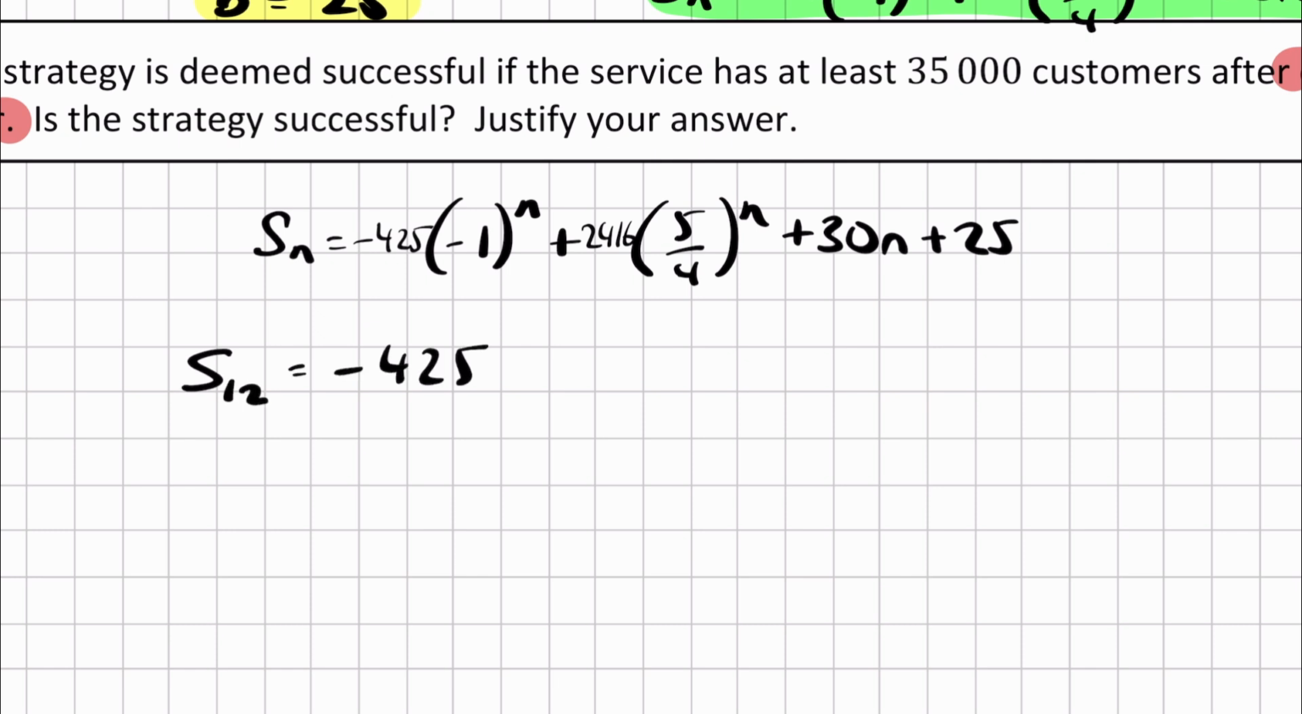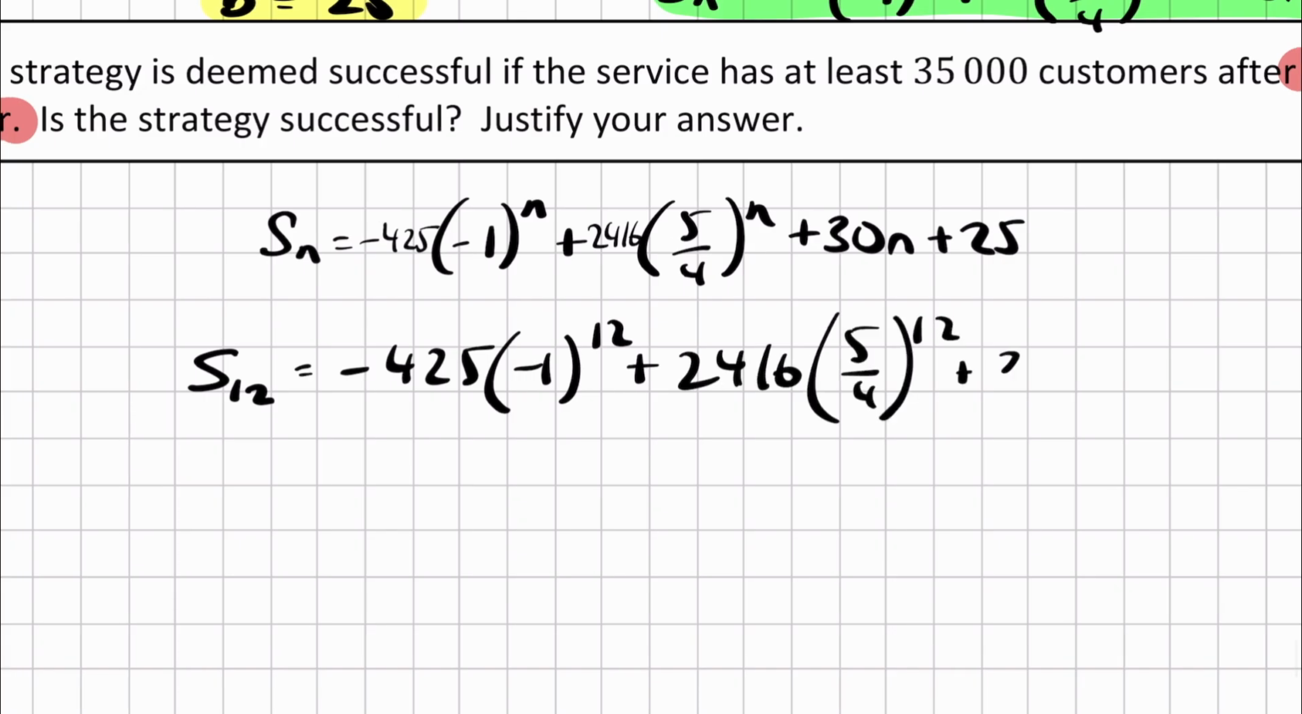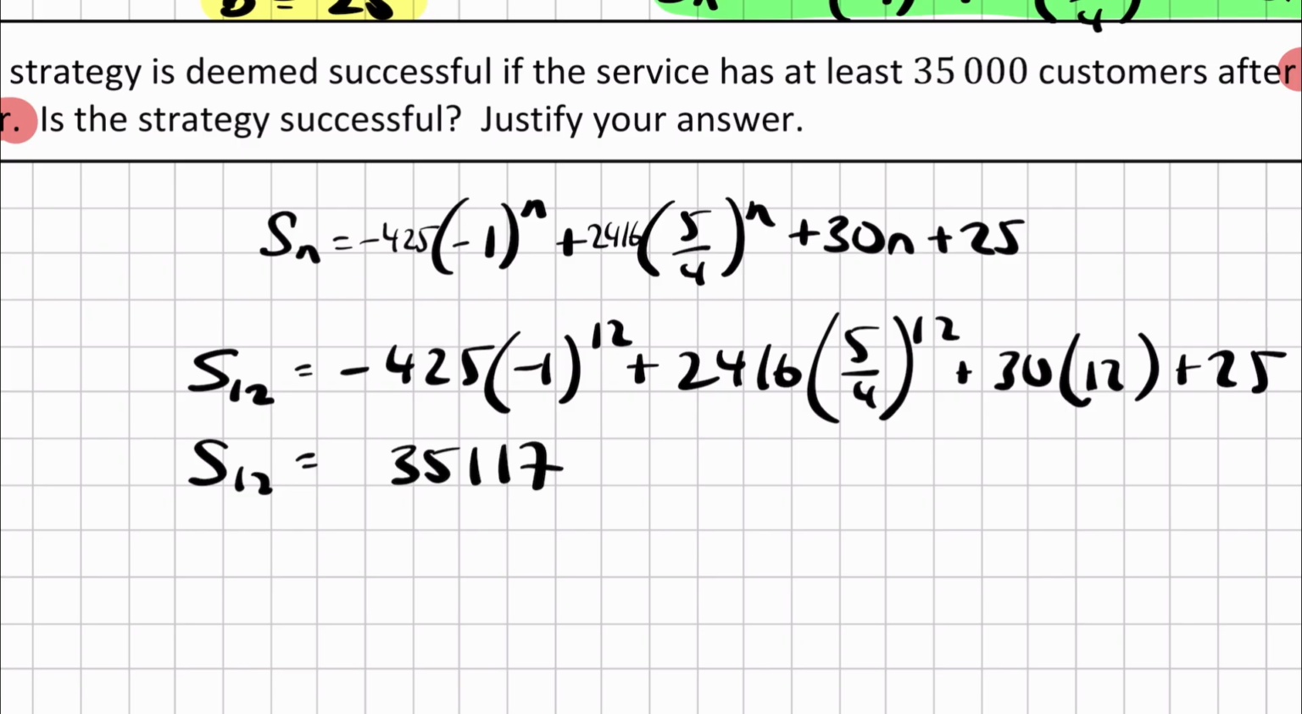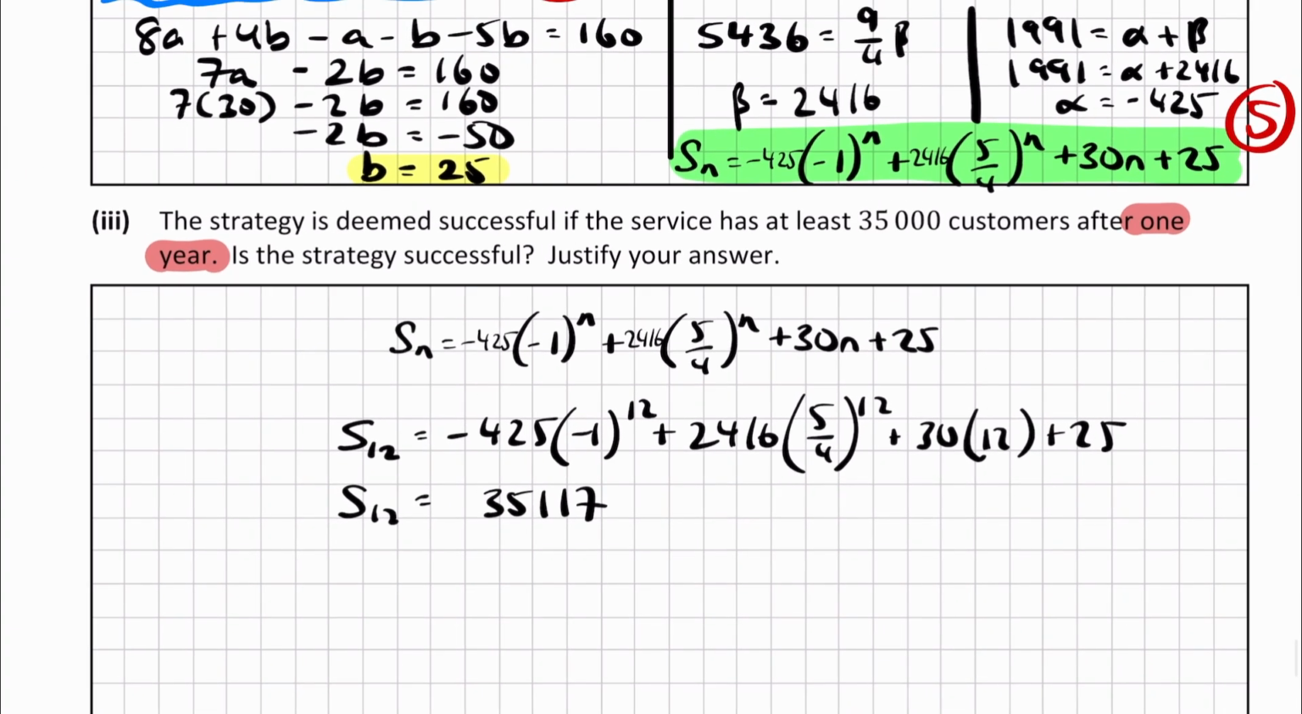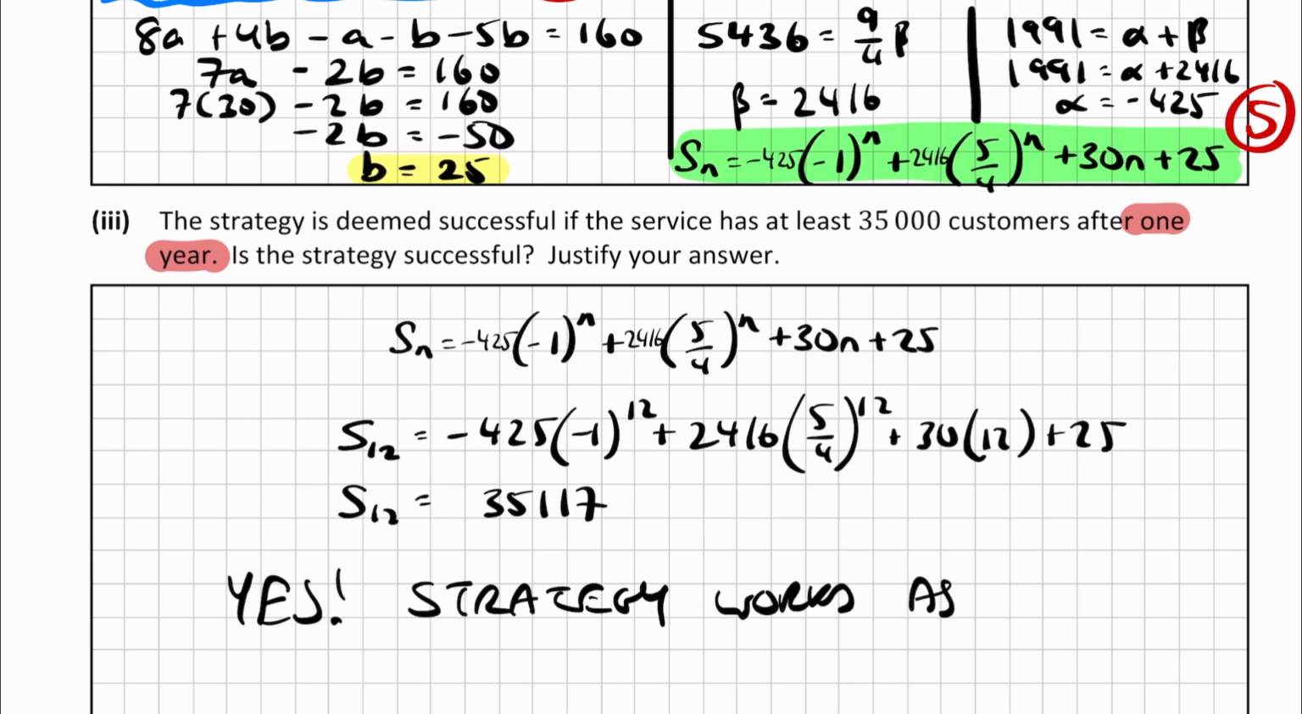Minus 425 by negative 1 to the power of 12 plus 2416, 5 over 4 to the power of 12 plus 30 by 12 plus 25. And if you plug that all in your calculator, what you end up getting is 35,117. So make sure to answer the question, is it successful? Yes. Strategy works. Works as it's over 35,000 customers.